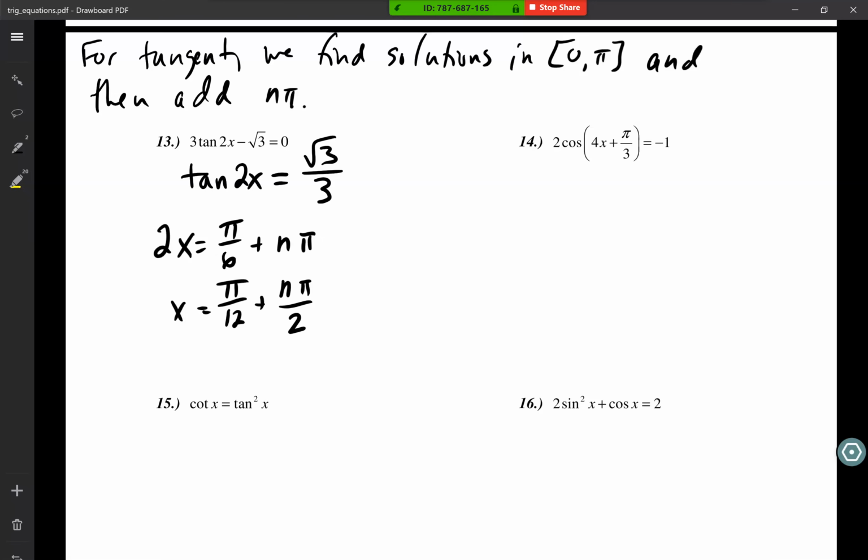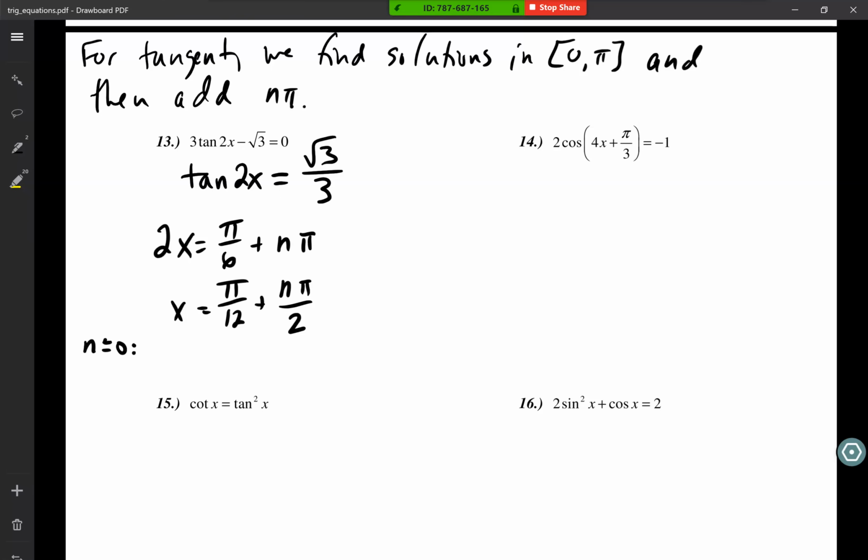So that would be our general solution. If the problem just asked you for all solutions, you would be done at this point. If you are asked to find the solutions from 0 to 2 pi, because that is some of the typical instructions for this one, we would start with n equal to 0 and plug in numbers for n until we get above 2 pi.